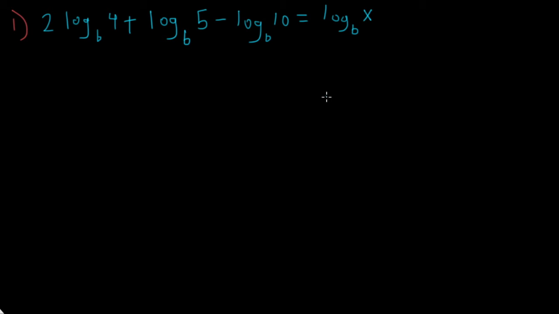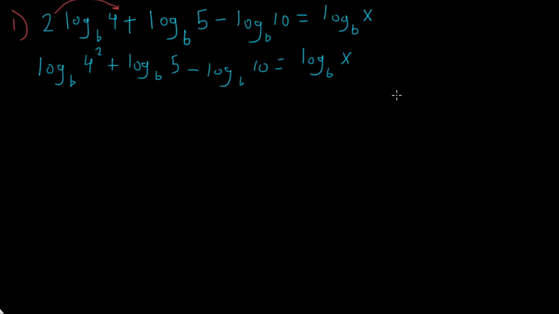Okay, so if we start condensing all of this, all right, we will first use the product rule. Okay, so that's going to become log B4 to the 2nd power. Okay, so then we'll have log B4 squared, okay, plus log B5 minus log B10 is equal to log B of x. Okay, so that was the power rule.